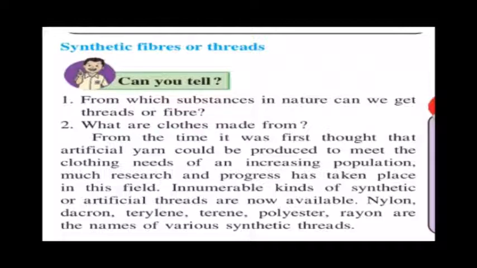From the time it was first thought that artificial yarn could be produced to meet the clothing needs of an increasing population, and India is indeed a country where population is increasing day by day, much research and progress has taken place in this field. Innumerable kinds of synthetic or artificial threads are now available. For example, nylon, dacron, terylene, terene, polyester, rayon are the names of various synthetic threads.